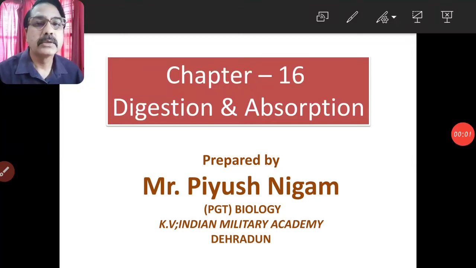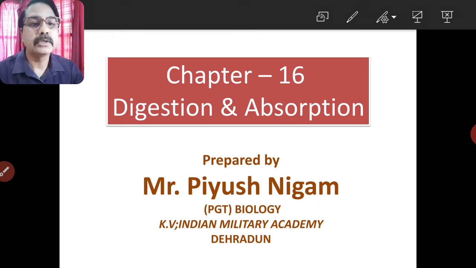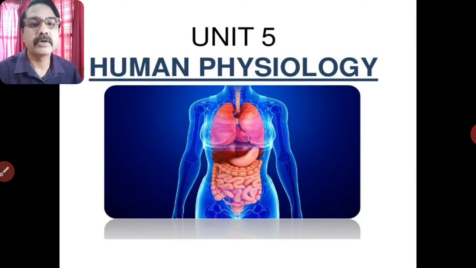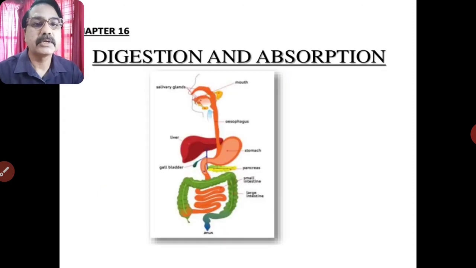Hello children, today we will learn about digestion and absorption, chapter number 16 of unit 5. We will learn about unit 5, human physiology, and the first chapter is digestion and absorption.